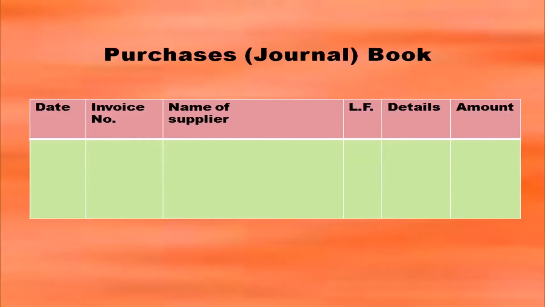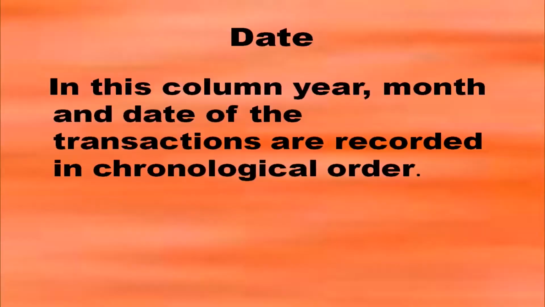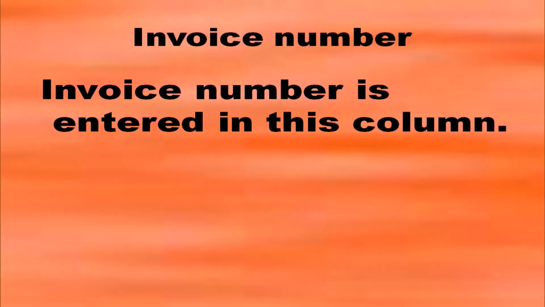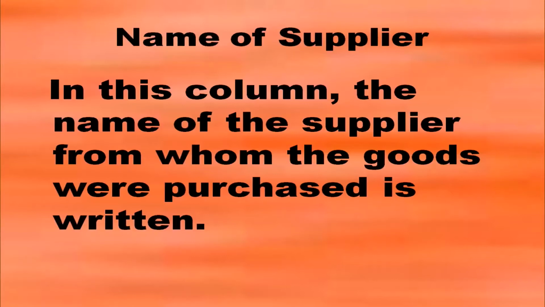You have to write the purchases book according to the format, that is with date, invoice number, name of supplier, ledger folio, details and amount columns. In the date column, year, month and date of the transactions are recorded in chronological order, that is in the order of occurrence, in the order of dates. Then coming to invoice number, in the second column of the purchases book, you have to write the invoice number. Third column, name of the supplier. Name of the supplier from whom the goods were purchased is written in this column.